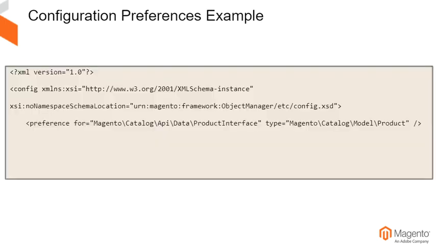You can not only define preferences for interfaces, but also for regular classes. Preferences define which classes will be instantiated for a constructor argument of your class. For example, public function __construct(Magento\Catalog\Api\Data\ProductInterface $product). If you require this interface in your code, you will get an instance of the class Magento\Catalog\Model\Product because of the configuration displayed on this slide.